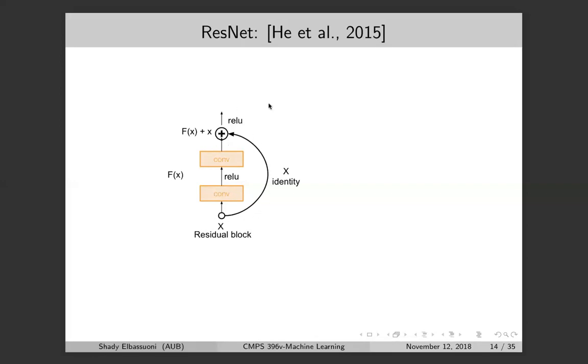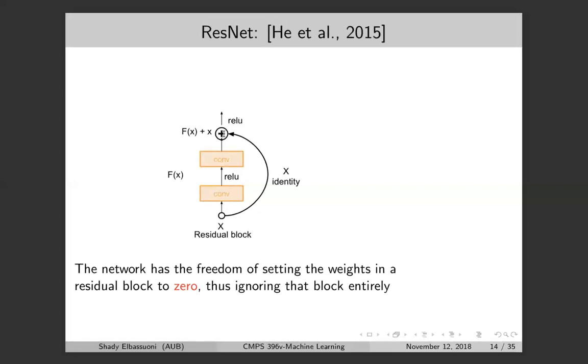Okay, and what does this allow the network to do? The network has the freedom of telling the weights in the residual block, if it sees that these weights are causing worse performance, it will set them to 0. So it has the ability to bypass these two layers completely, passing the input from this layer to this layer by setting the weights of these two convolutions, or two filters, to 0. That allows me to pass these two layers.